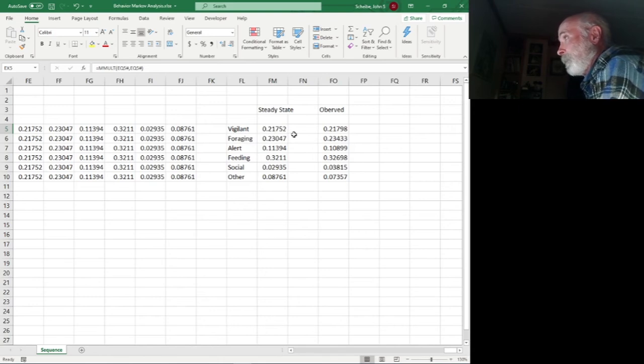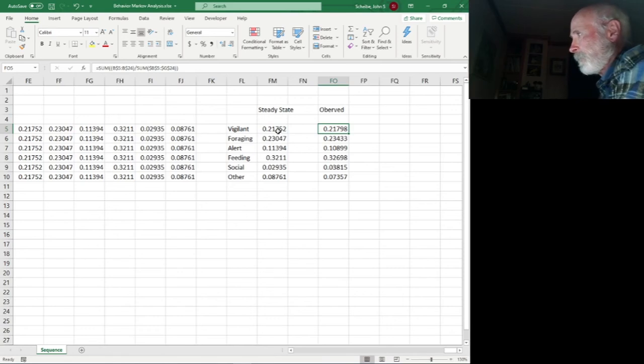So what this is telling you is that the animal is spending 21.7% of its time being vigilant, 23% of its time foraging, 11% being alert, 32% of its time feeding, roughly 3% being social, and so on. If we go back to the raw data and look at what we had for the raw data, these are the observed values. So here we just take the average out of all of its time. And you'll notice that these numbers are different. So here on other we have 8.7%. Here we have 7.3%. So the values that you're getting here are actually closer to the truth than these are.